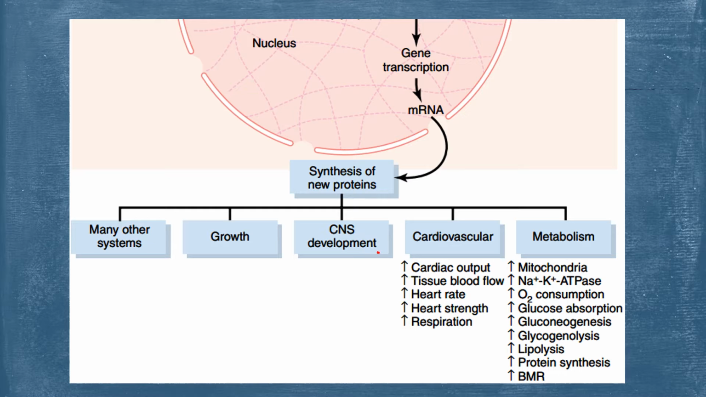Also, it is important for CNS development, for growth, and we will see that in a few minutes. Cardiovascular: the output, the strength, rate, flow. So these are the effects, and of course it is slowly mediated because it is by gene transcription. So it is slowly initiated and slowly regulated.